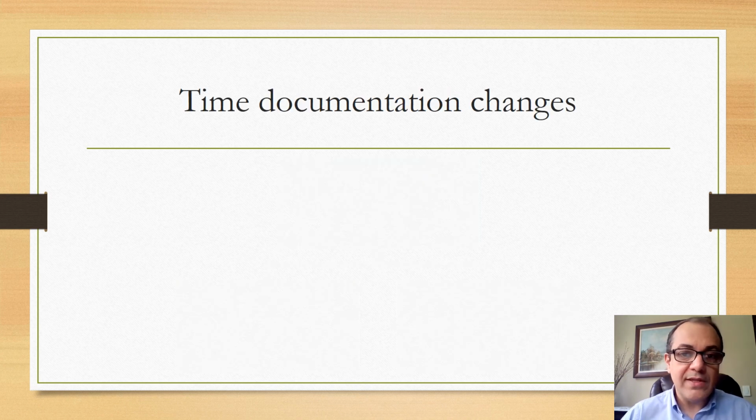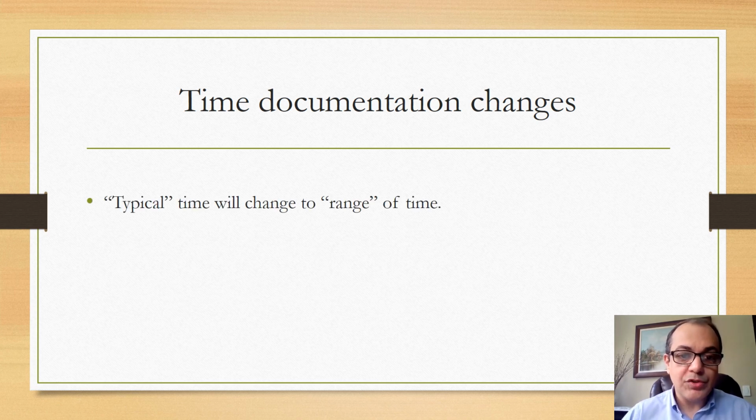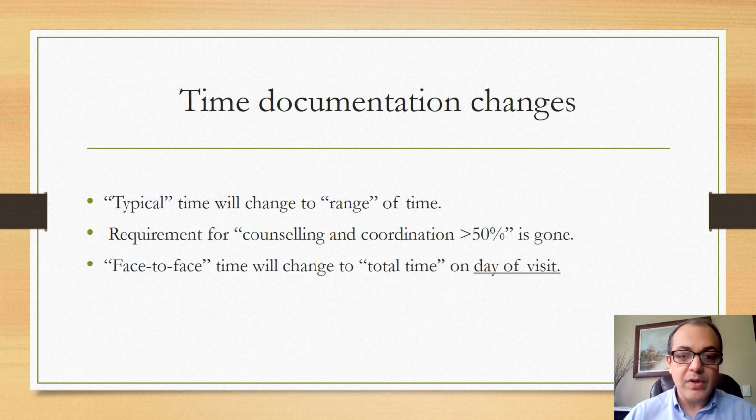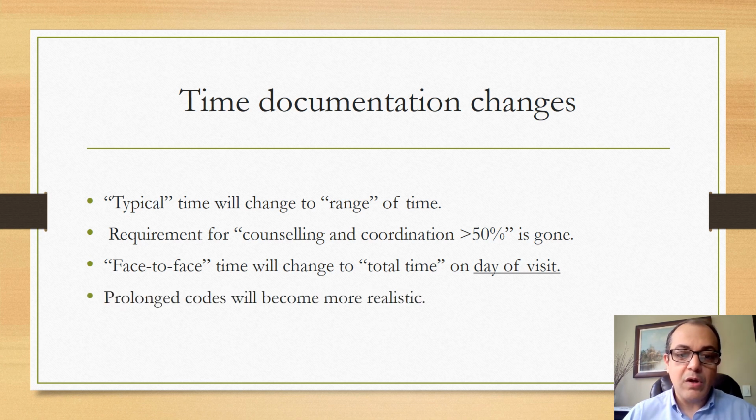So the time documentation changes are basically four. Number one, typical time will change to range of time. I'm going to explain each one of those items, but first let's see what they are. Number two is requirement for counseling and coordination, more than 50% is gone. Number three, face-to-face time will change to total time on the day of the visit, and prolonged codes will become more realistic. Don't be worried if you don't understand what this means.